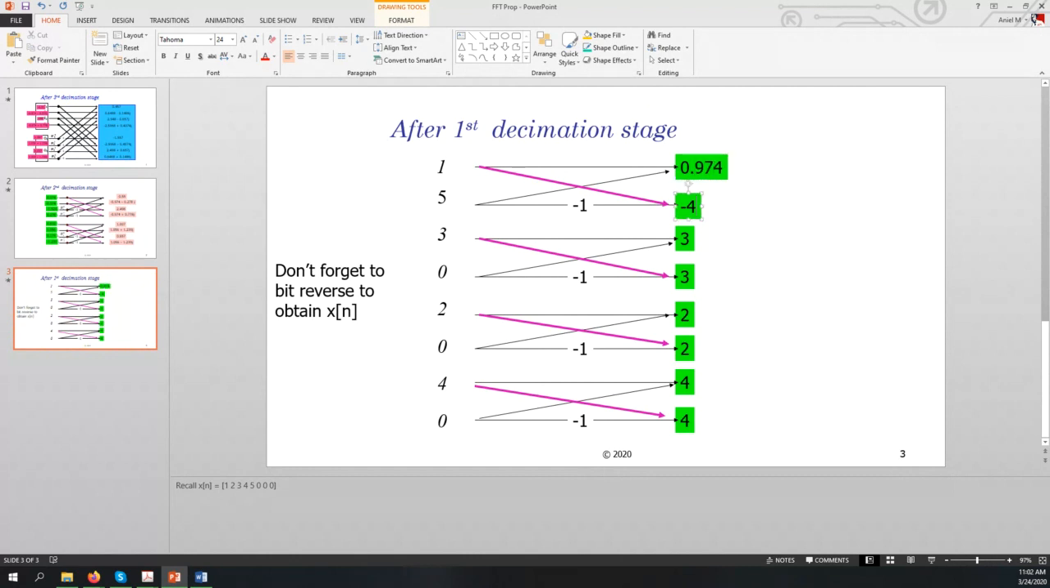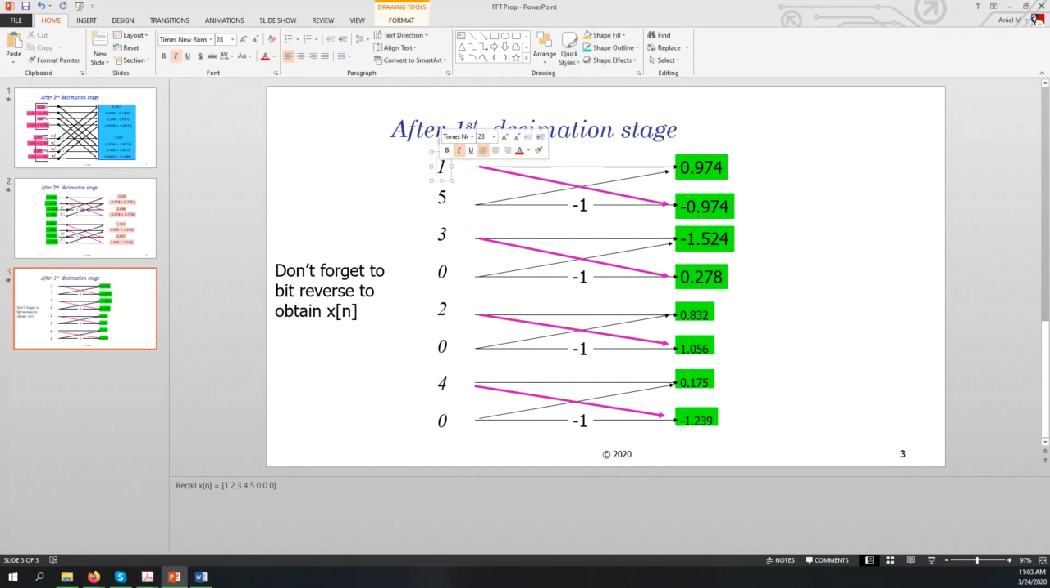0.974, negative 0.974, negative 1.524, 0.278, 0.832, 1.056, 0.175, negative 1.239. Alright.